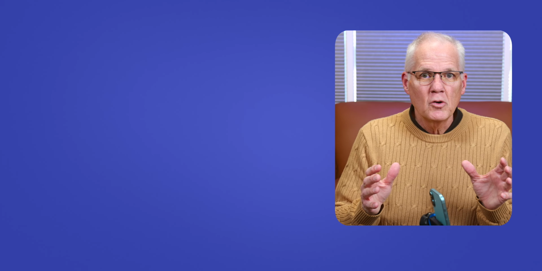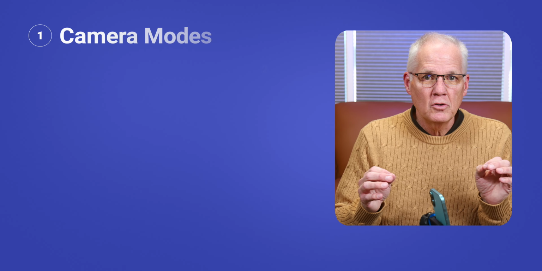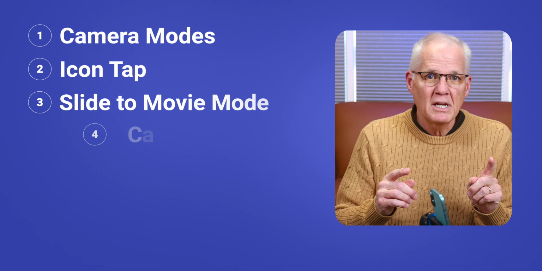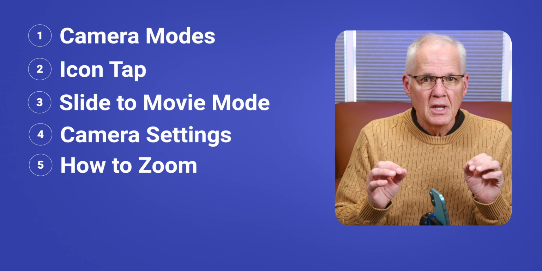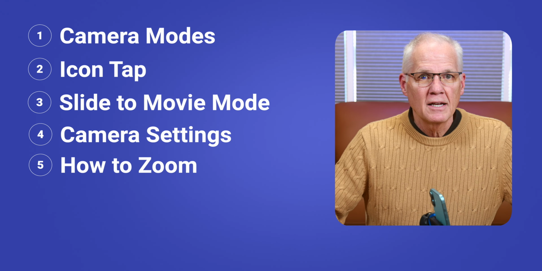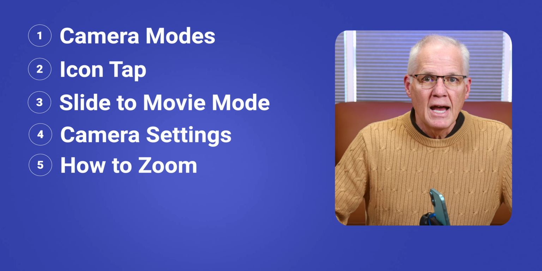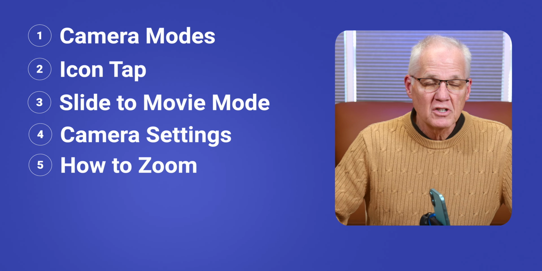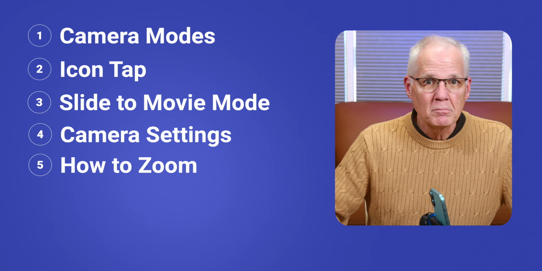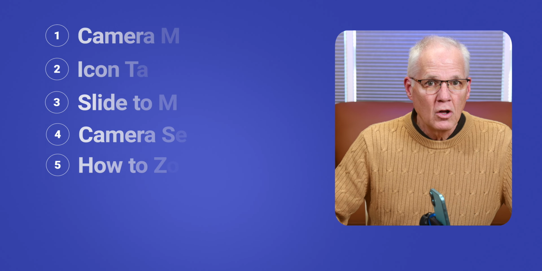Okay, in today's video on the iPhone camera, I'm going to show you the various camera modes and what they mean, nothing complicated, how to tap and hold the camera icon to get to a mode quickly, which can save you quite a bit, how to slide to get to movie mode, which is kind of cool, a couple of important settings you need to adjust, and then lastly, very basic, but how to zoom in and out. All important stuff. Okay, let's get started.